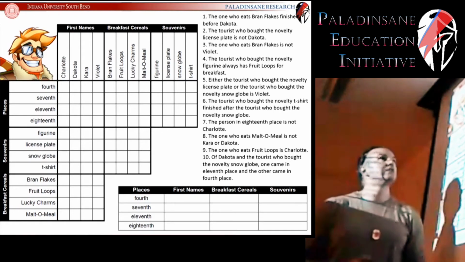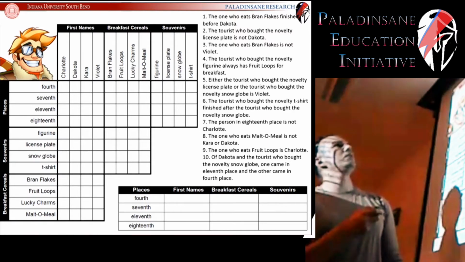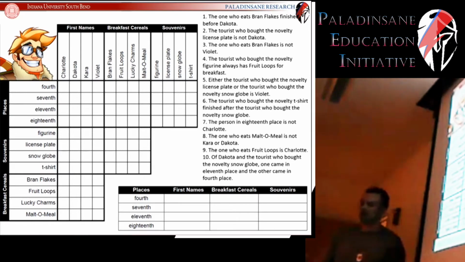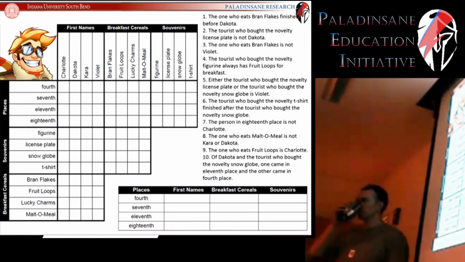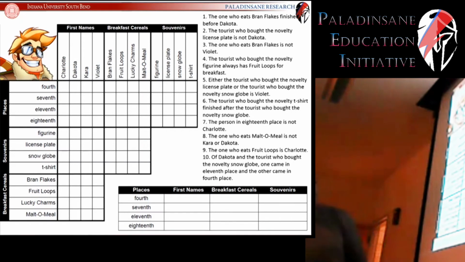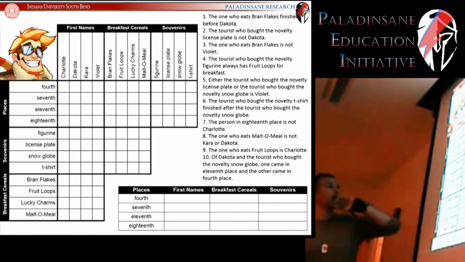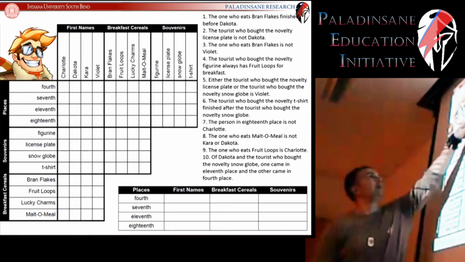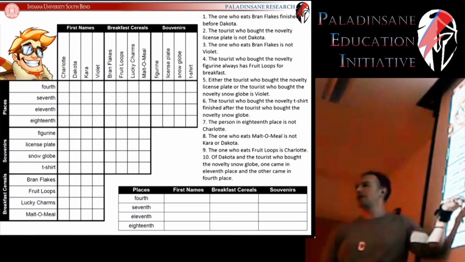So the way to solve this is you start reading the clues and deducing the information. The first clue here: the one who eats bran flakes finished before Dakota. Just to get us all warmed up, what information can we get from that statement? That is one piece of information. The one who eats bran flakes finished before Dakota, so the bran flake eater cannot be Dakota. So we can go down here to bran flakes, and where the bran flakes row meets Dakota's column, we can put an X to show that those two do not go together.